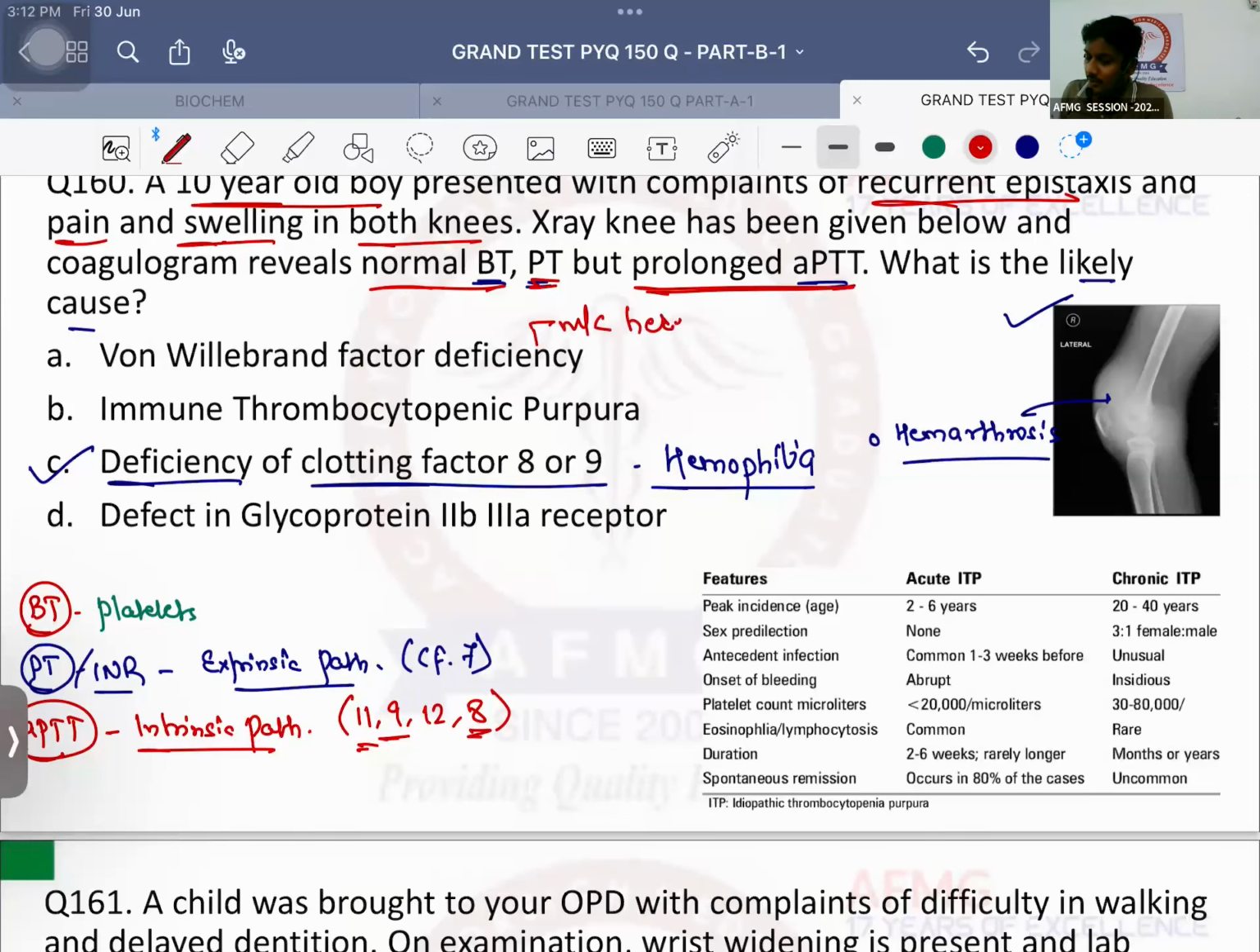The most common hereditary bleeding disorder is von Willebrand's disease. Okay, the most common hereditary bleeding disorder is von Willebrand disease. Von Willebrand disease means there is deficiency of von Willebrand factor. I hope all of you are quite aware.